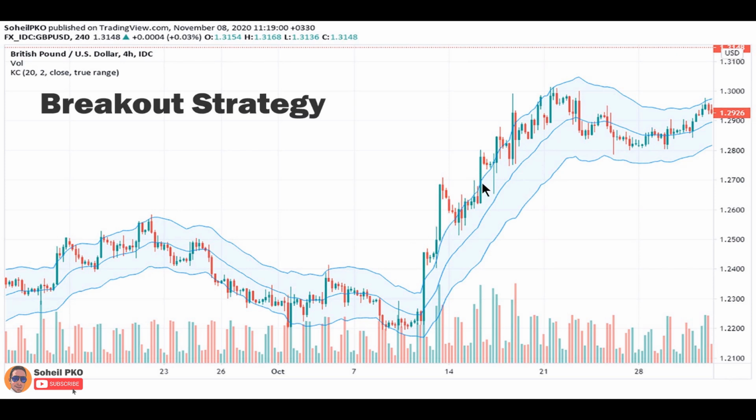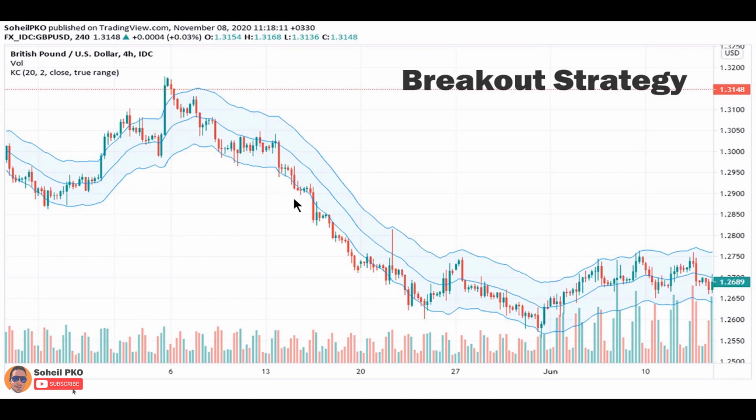the price continues advancing. And when the candles start to break below the lower channel, the move usually continues and the price declines more. As you can see here on this chart, at this point, the price started to break below the lower band. And as you can see, after that, the price continues declining.